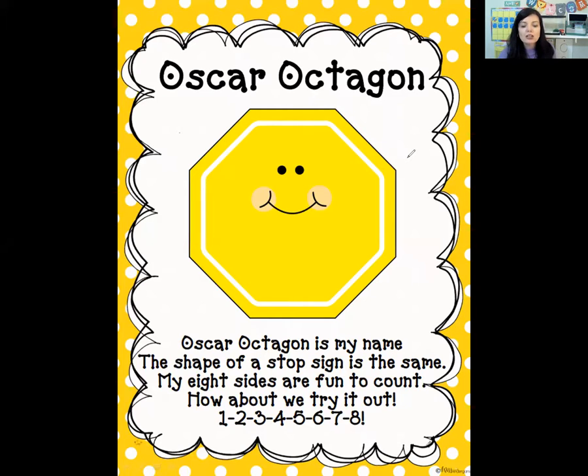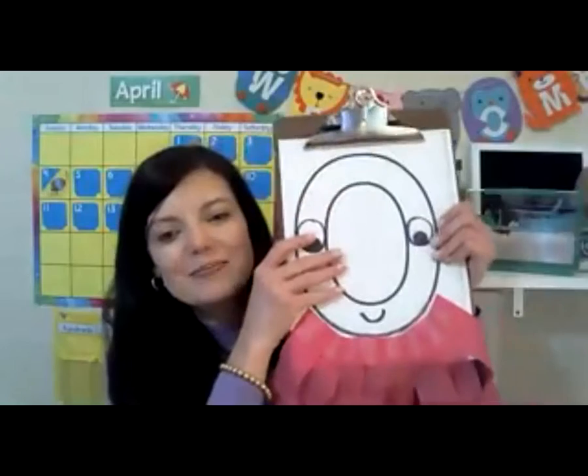My 8 sides are fun to count. How about we try it out? Let's count the sides. 1, 2, 3, 4, 5, 6, 7, 8. An octagon has 8 sides, just like an octopus has 8 legs.